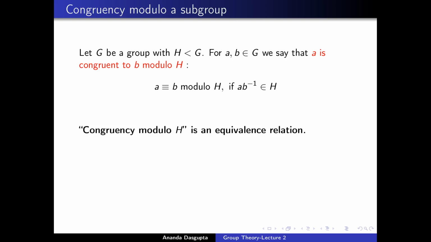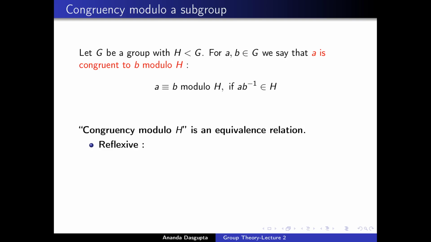Now, what we need to show first is that this relation that we have defined, this relation between two elements of a group, congruency modulo H, is an equivalence relation. Just to remind you, an equivalence relation is a kind of glorified or generalized equality. A relation is said to be an equivalence relation if it satisfies three conditions: reflexivity, symmetry, and transitivity. Let us check each one of them in turn.